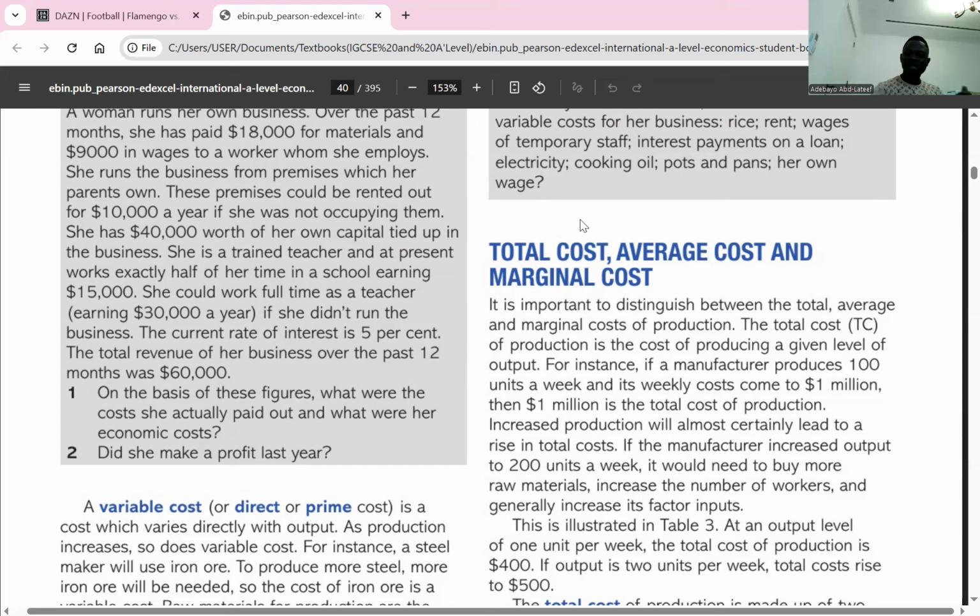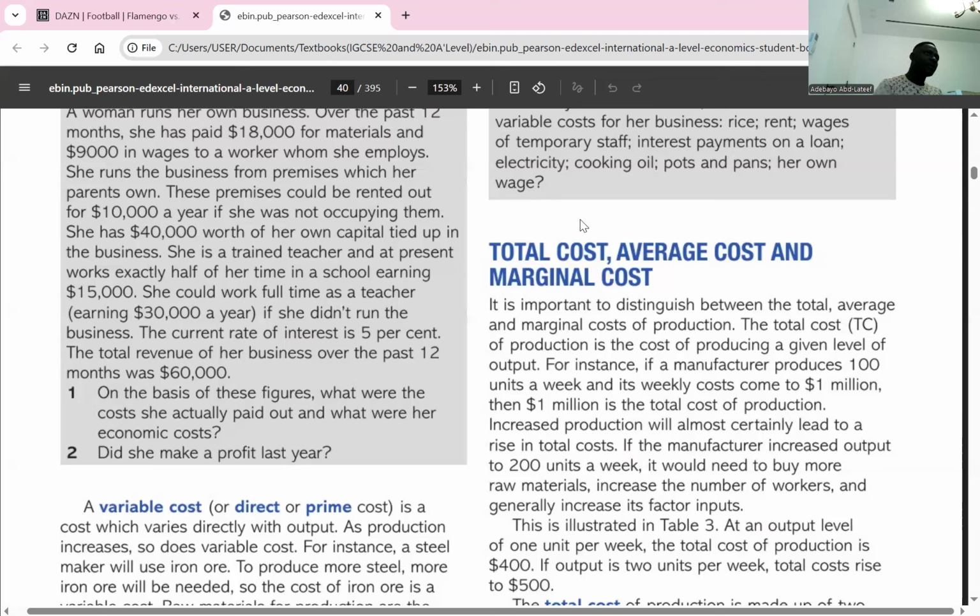Then the total cost comprises of, TC equals FC plus VC, variable and fixed. Yes, that makes our total cost. So here I wrote, total cost of production is the cost of producing a given level of output, which I said already. So for total cost, we have total variable cost and total fixed cost, TVC and TFC. So how do we get our TVC? Our TVC varies with output. That's why we call it total variable cost. And our TFC does not vary. It remains constant irrespective of output.